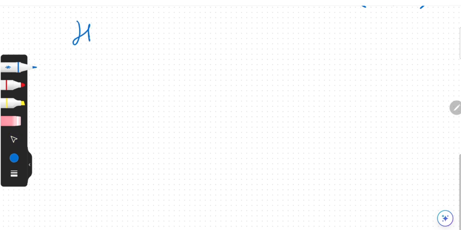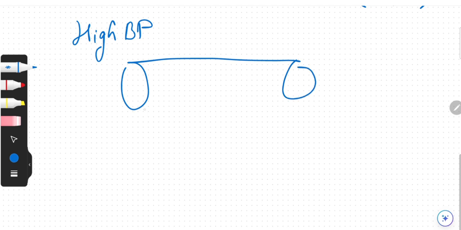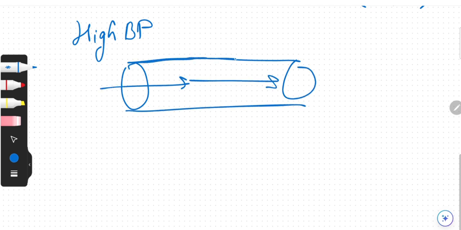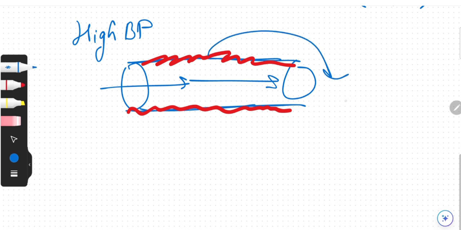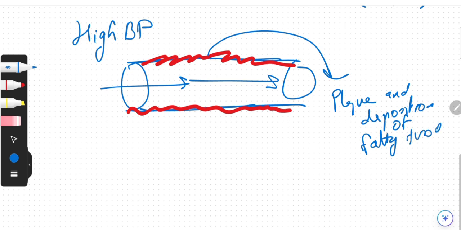In cases of high blood pressure, when blood flows, turbulent blood flow tends to erode the epithelium and endothelium of the blood vessels, leading to plaque or deposition of fatty tissues. This can lead to atherosclerosis formation.